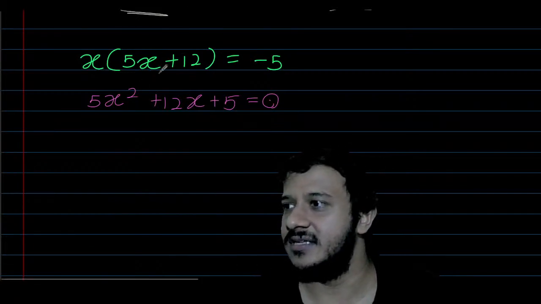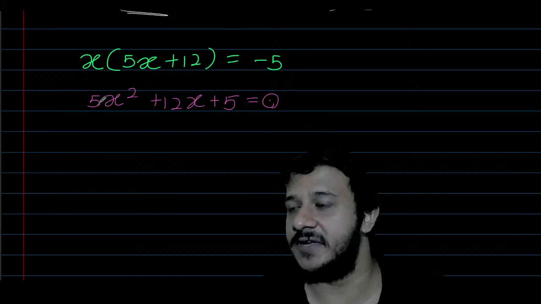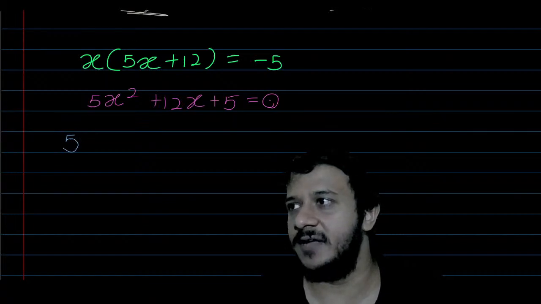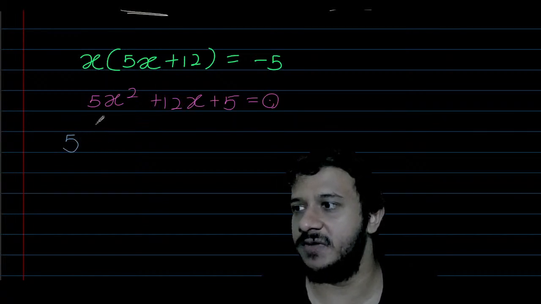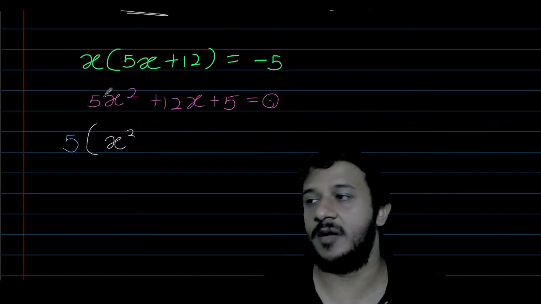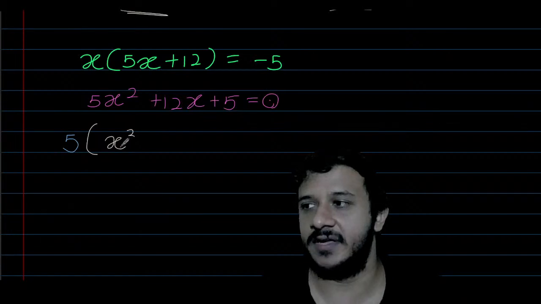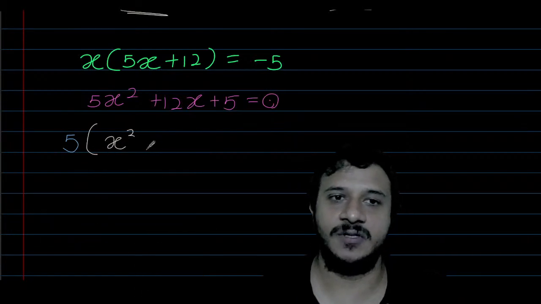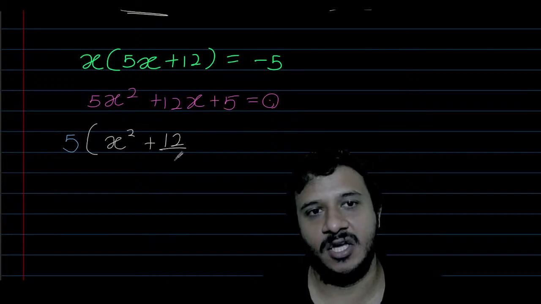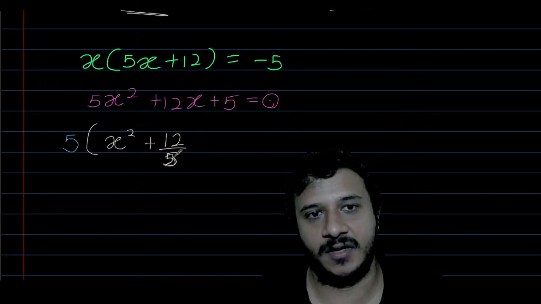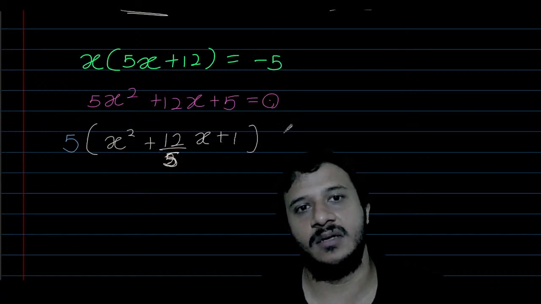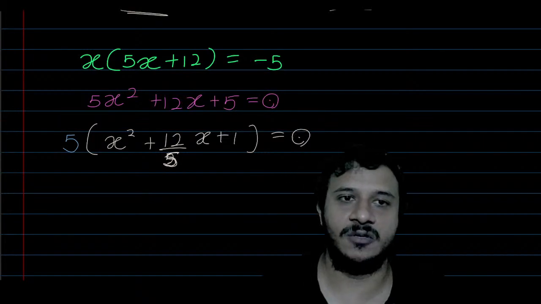So let's ask this number in front of x square, which is 5, to come out. When the 5 comes out, what will we have inside? We will have x square. Then, dividing by 5, the 12x becomes 12 over 5x, plus 1, and that's equal to 0.